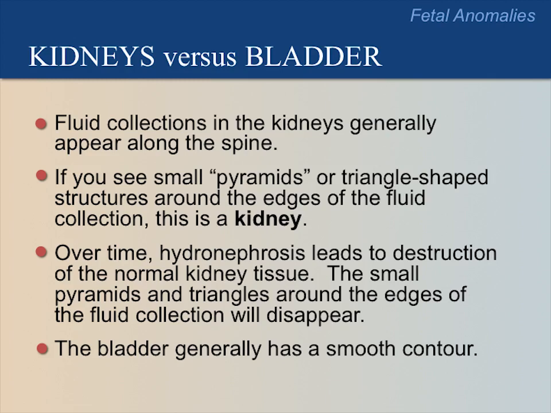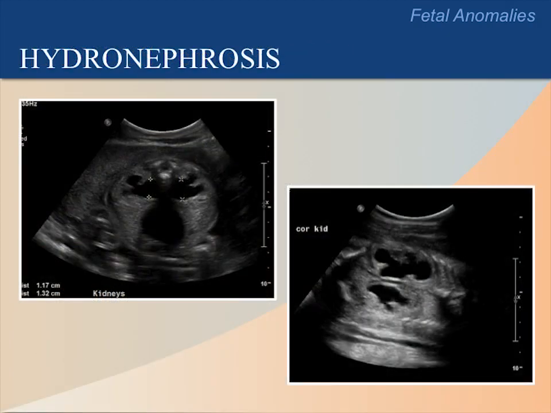If you see small pyramids or triangle-shaped structures around the edges of the fluid collection, this is a kidney. Over time, hydronephrosis leads to destruction of the normal kidney tissue. The small pyramids and triangles will disappear. Finally, the bladder generally has a smooth contour. Which structures are we looking at in the upper left image? Please pause the video now and encourage responses.